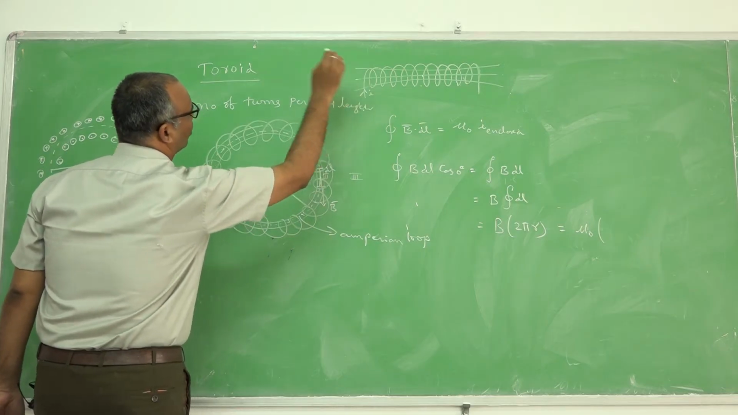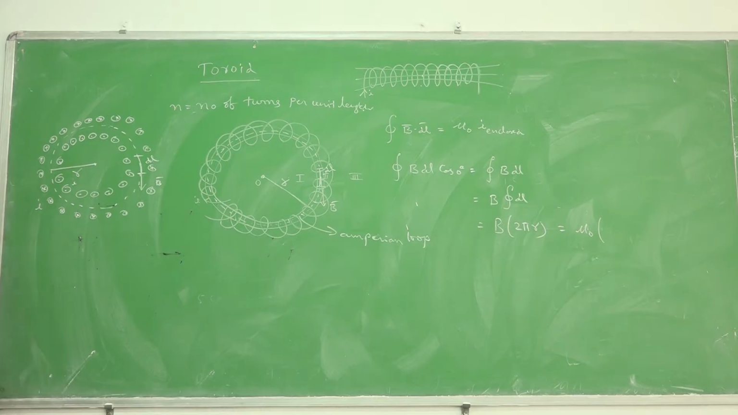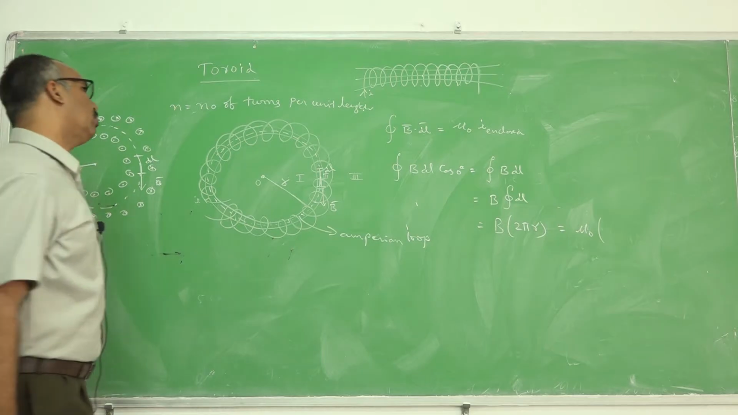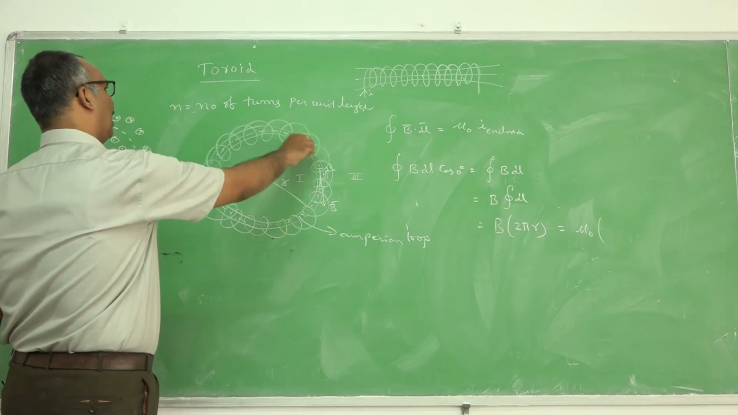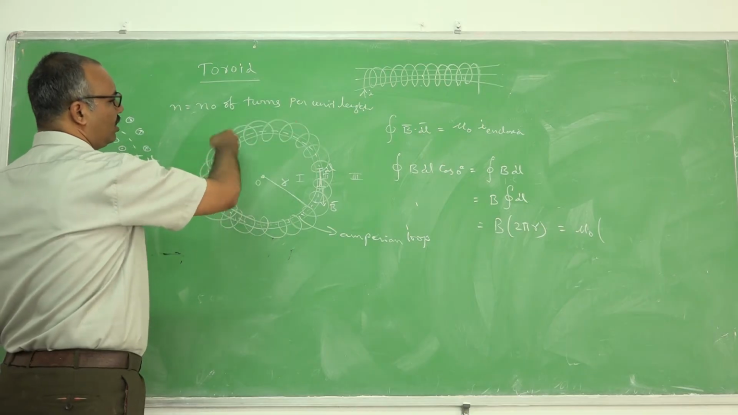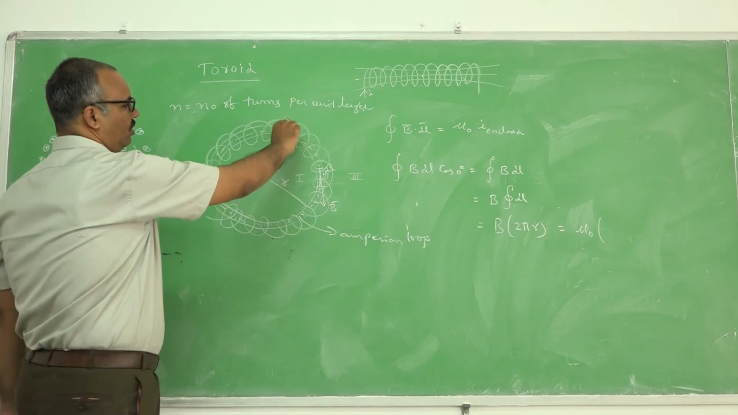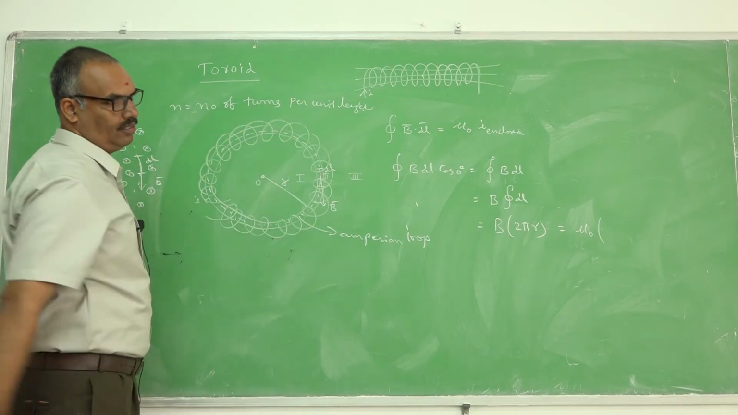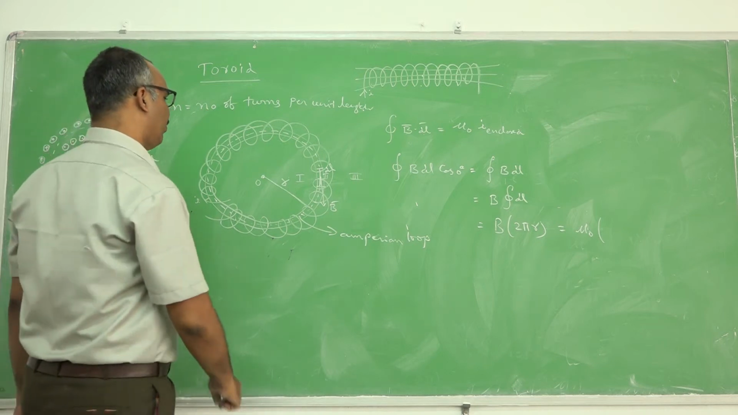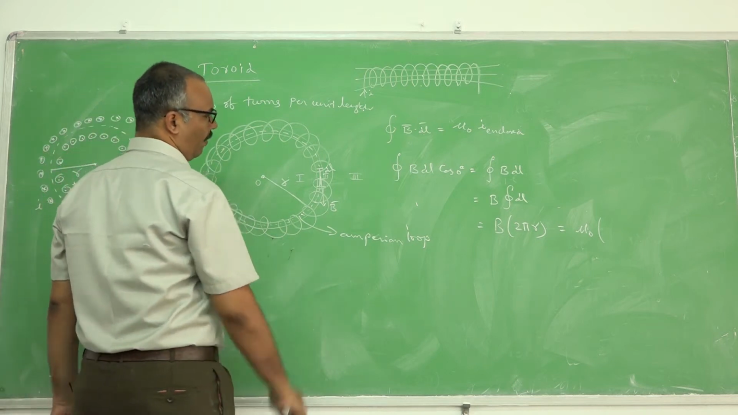N is the number of turns per unit length. So the total number of turns, if you want, means total length. What is the total length? Nothing but the circumference. Total length is nothing but circumference, 2 pi r.